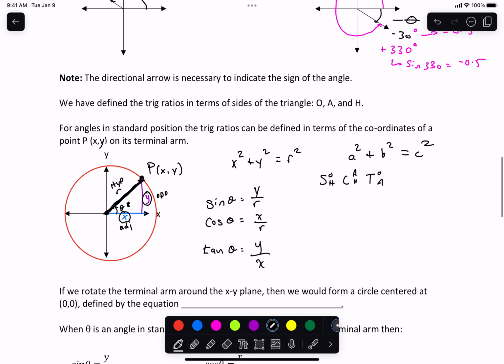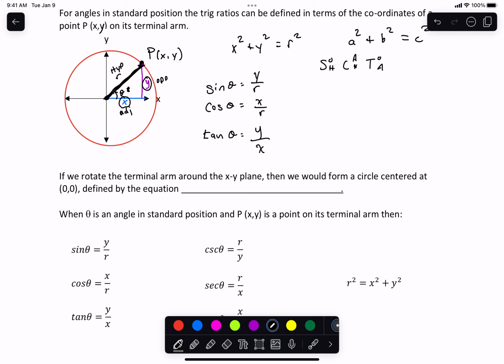Okay, sorry, that's a little low. If we rotate the terminal arm around the xy plane, we would form a circle centered at 0, 0. And it's defined by x squared plus y squared equals r squared. Okay? So we get our trig ratios. And subsequently, for any point xy, whatever it might be, if it's 5, 4 or 2, 3, you can find the trig ratios for any point along a circle.